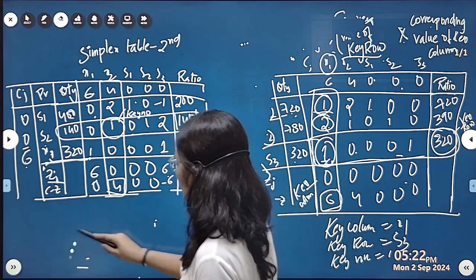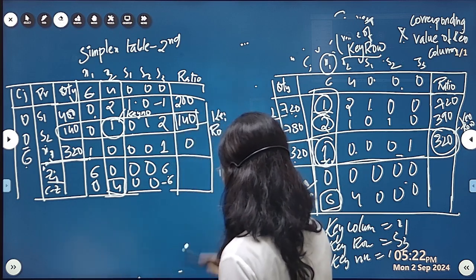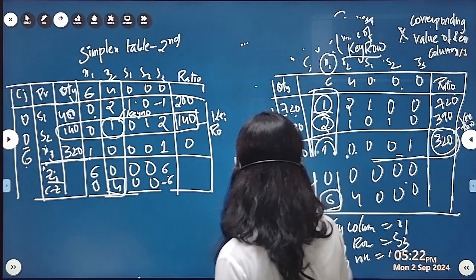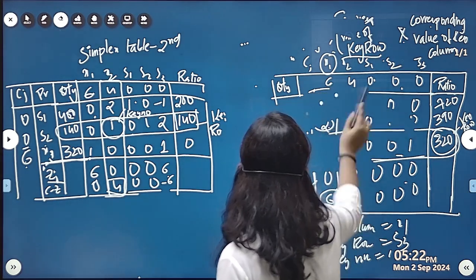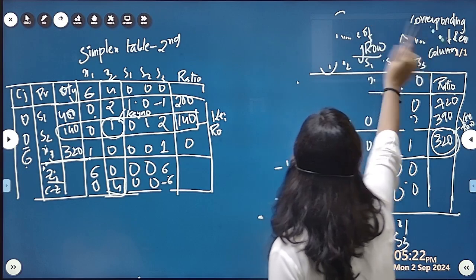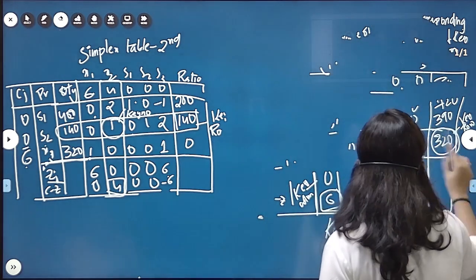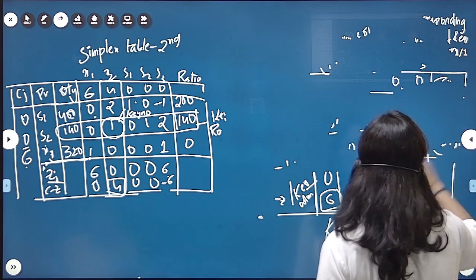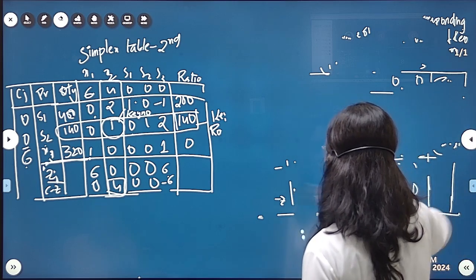So now what should be replaced? With what? Tell me, what should be replaced? Which value, which variable is to be replaced in the table?